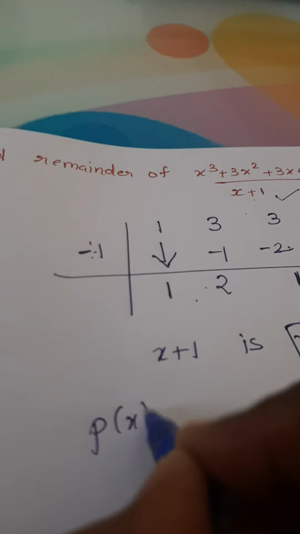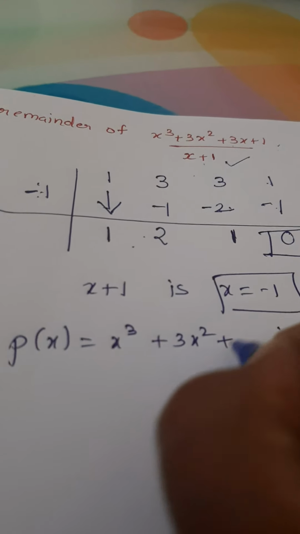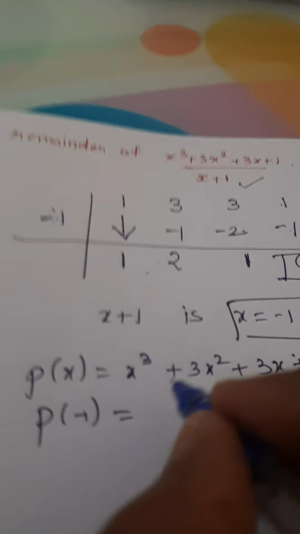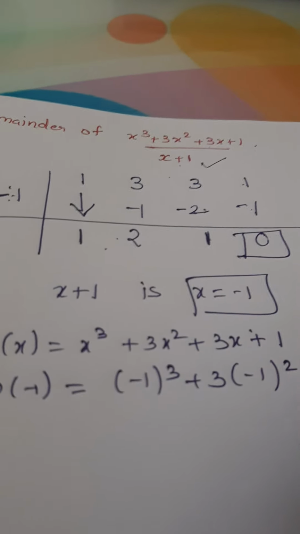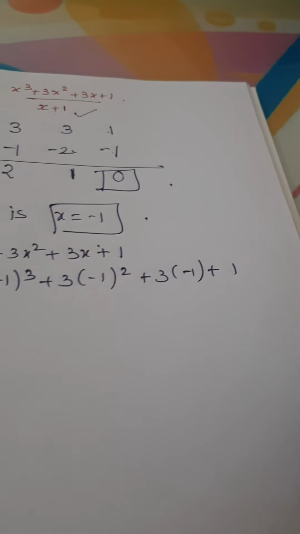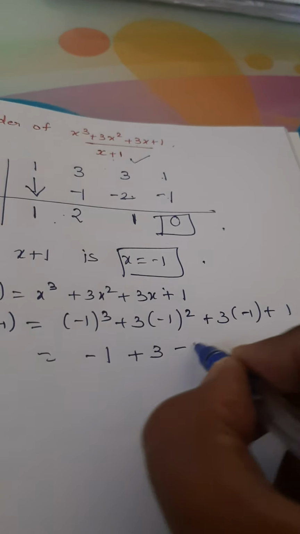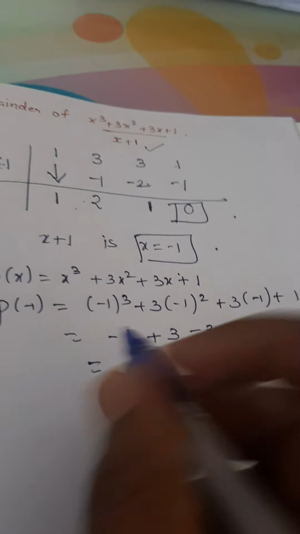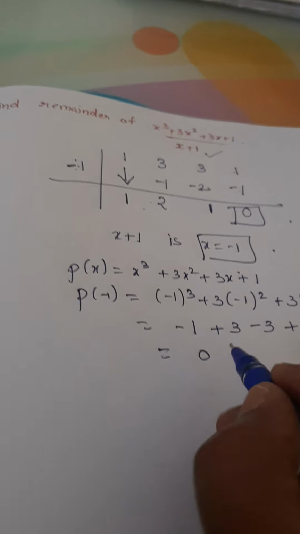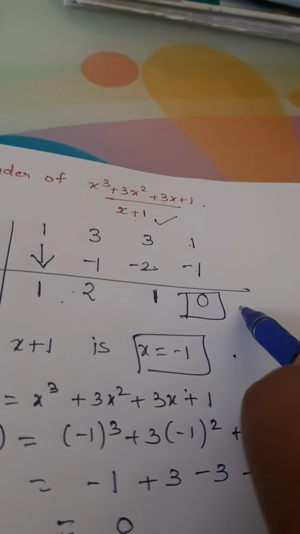So p of x equals x cube plus 3x square plus 3x plus 1. So p of minus 1 equals minus 1 the whole cube plus 3 into minus 1 the whole square plus 3 into minus 1 plus 1. Okay, so this becomes minus 1, this becomes plus 3, this becomes minus 3, this is plus 1. So everything gets cancelled and p of minus 1 equals 0. So 0 is your remainder. That is what we got using the synthetic division method.